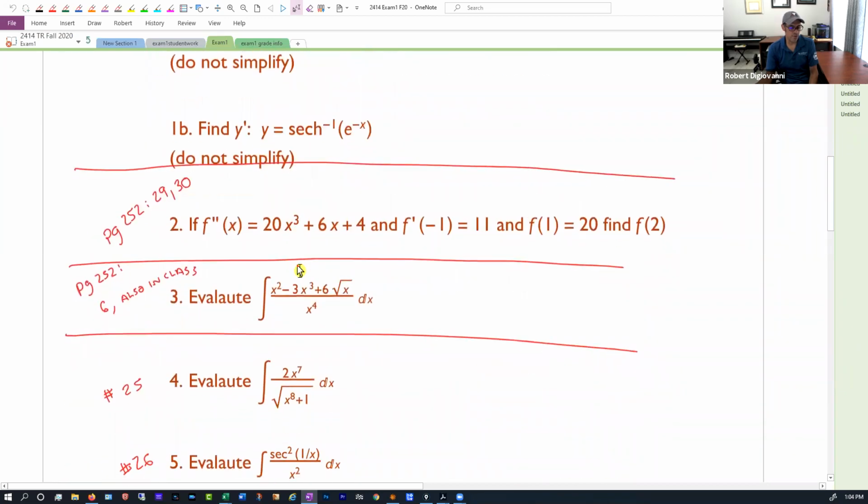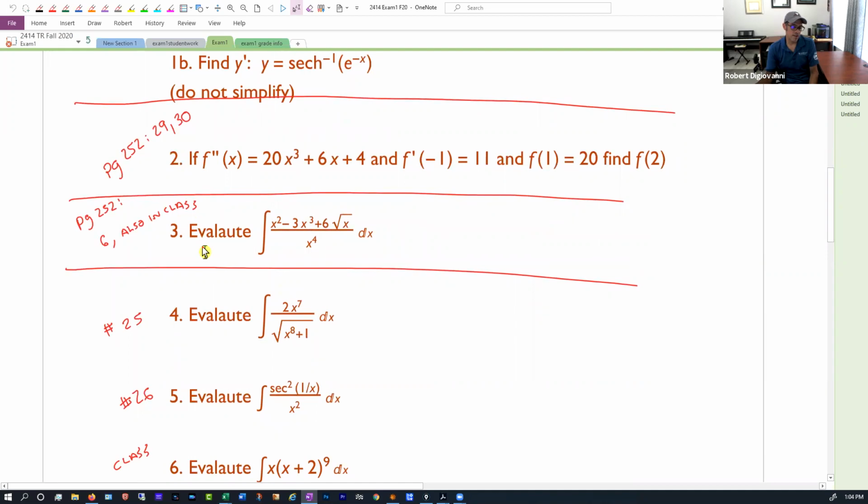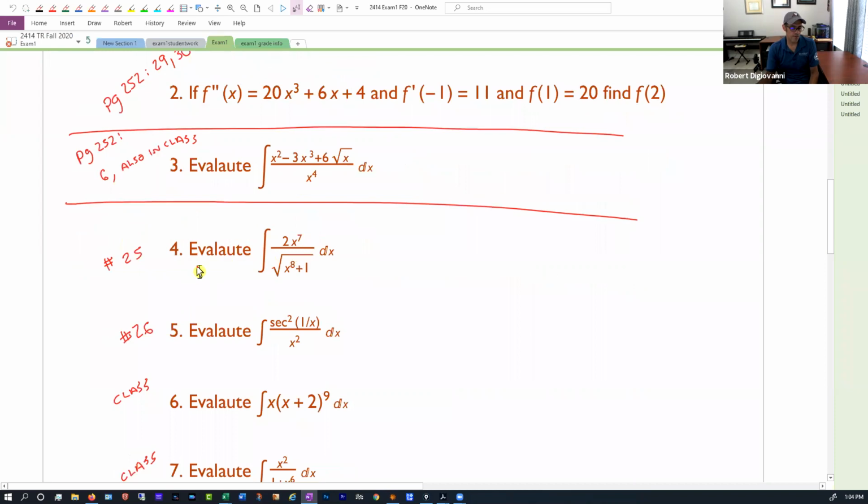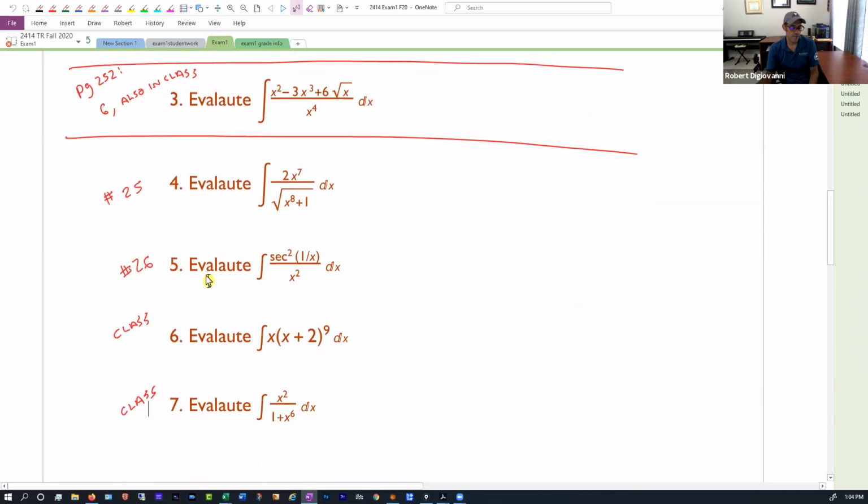And then number 2, there were 2 problems like this on page 252, number 29, number 30. The third one, I remember warning you all about this problem. I said, I like to give this on a test. And students do all sorts of crazy things instead of just splitting it up into 4 separate integrals and using the power rule on each one. Number 4 was very similar to number 25 out of 5.5 substitution. Number 5 was like number 26, except I think it was sine here instead of secant squared.